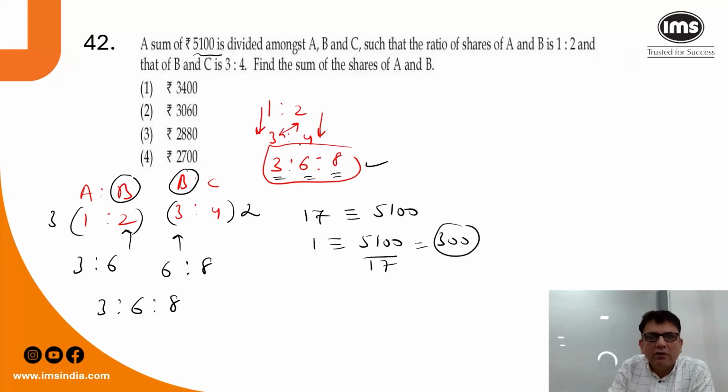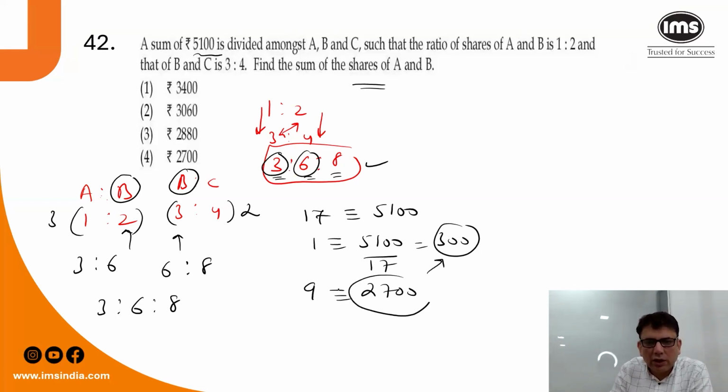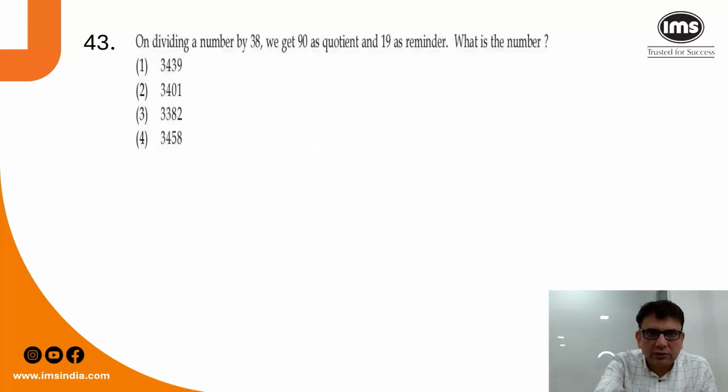17 3s are 51. We need to find the sum of shares of A and B, and sum of shares of A and B is A plus B, 3 plus 6. 9 parts will be equal to 9 into 300, which is 2700. This is the right answer, fourth option. Clear? Good question, but you have to obviously do it fast, as there is very less fraction of students who scored 100 percentile in general test, right? Very less fraction.